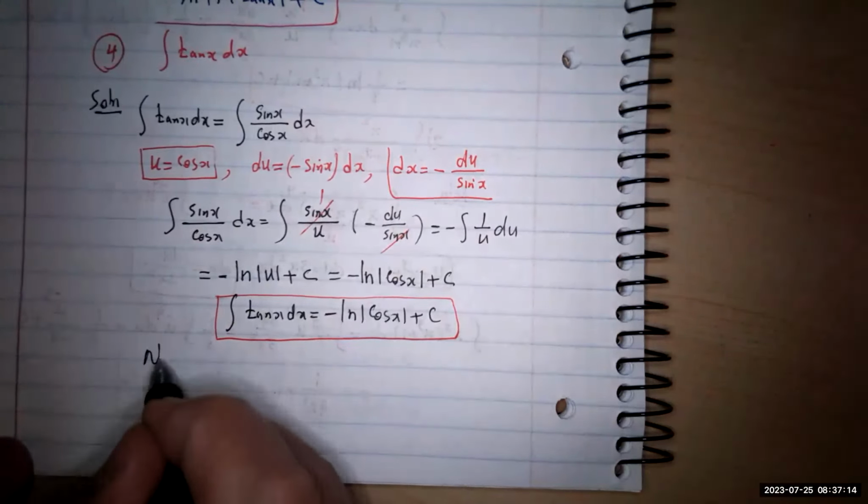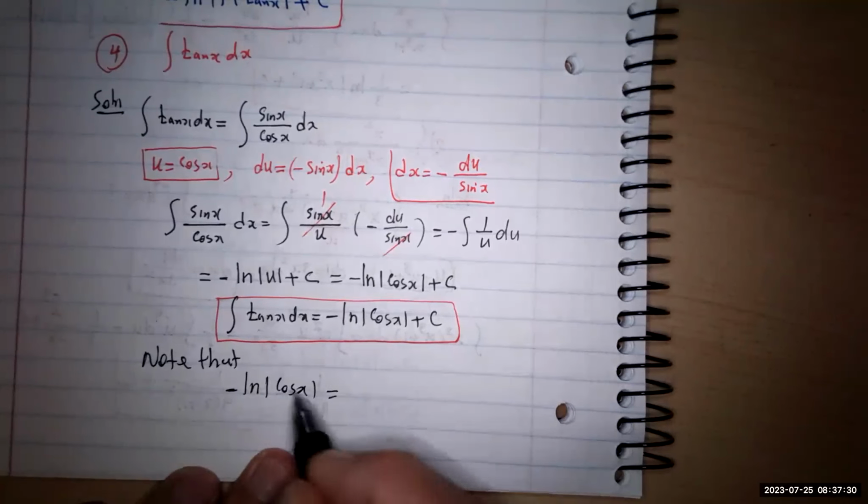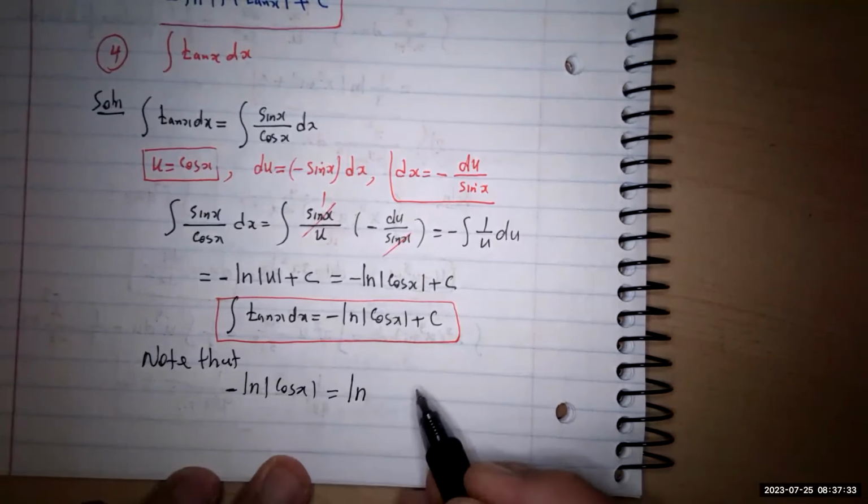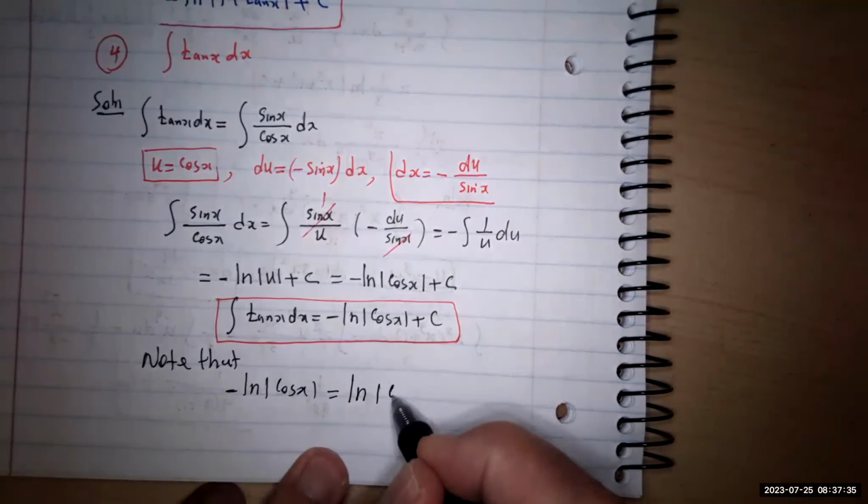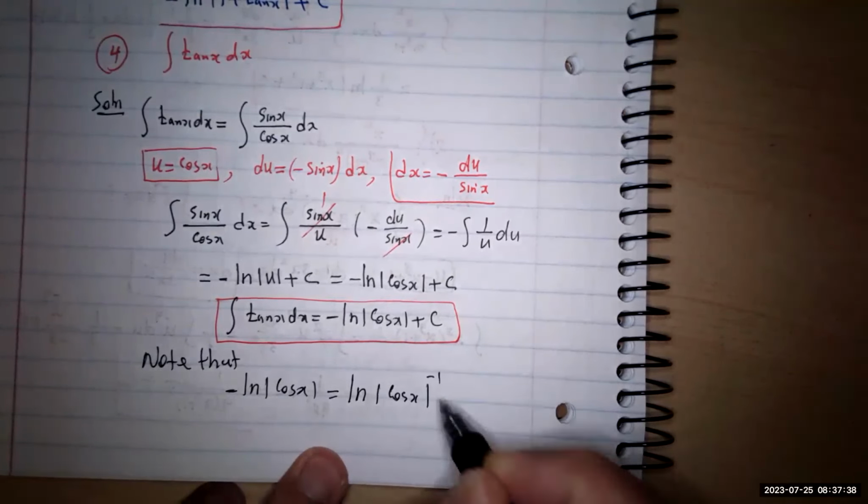The way I'm going to simplify it is this. This is negative ln of the absolute value of cosine x. I move the negative up. It's going to be ln of the absolute value of cosine x to the negative 1. This is equal to ln of the absolute value of 1 over cosine x. And 1 over cosine is secant. So this makes it ln of the absolute value of secant x.